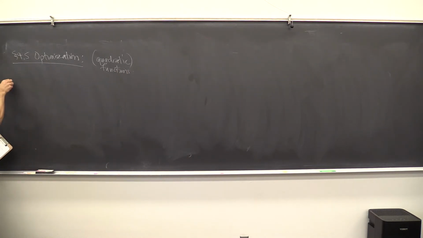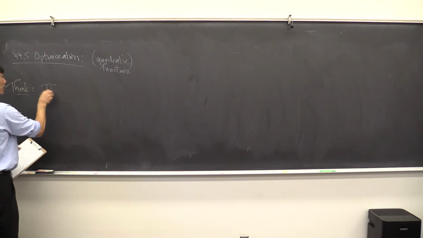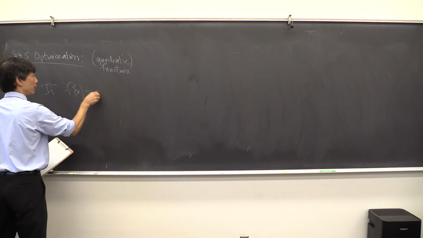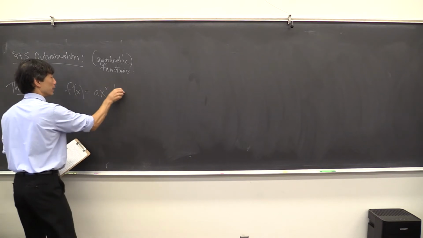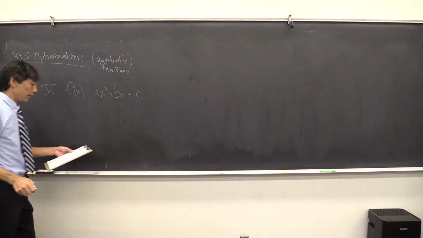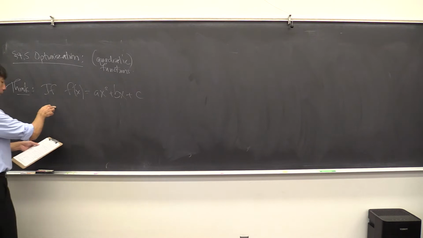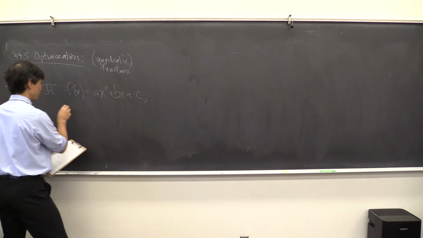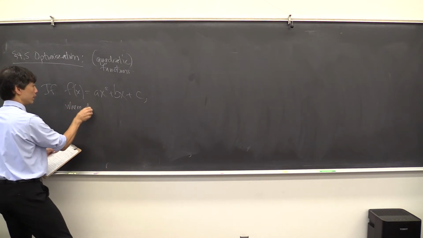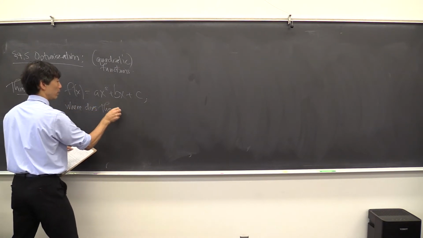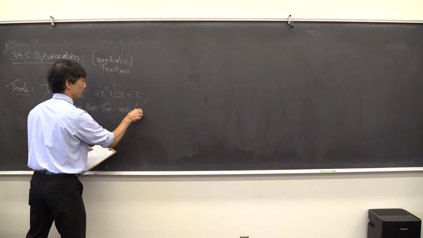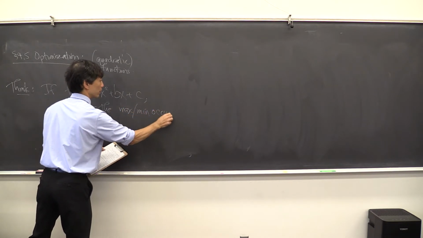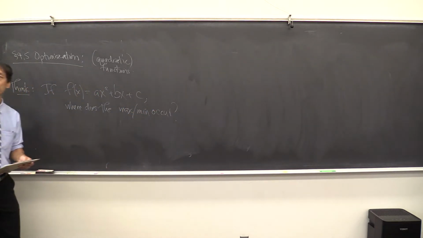So let's think. If we have a quadratic function, if our function is ax squared plus bx plus c, then where does the max or min occur?